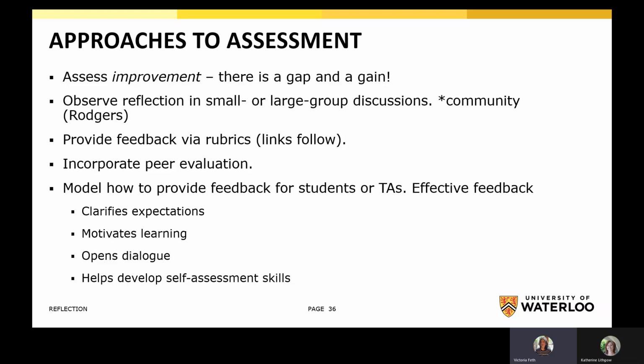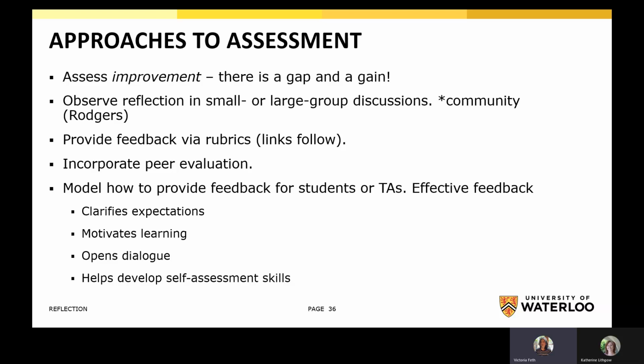You can provide feedback via rubrics, and we have provided a slide with links for reflective rubrics that will help you get started there. Again, remembering the importance of community, you can incorporate peer evaluation, where students are evaluating each other, and even in the process, learning a little bit more about their own abilities and reflecting on their own writing or their own reflective process by seeing how their peers are doing it. So you're kind of doubling up the reflective activities by having that done.